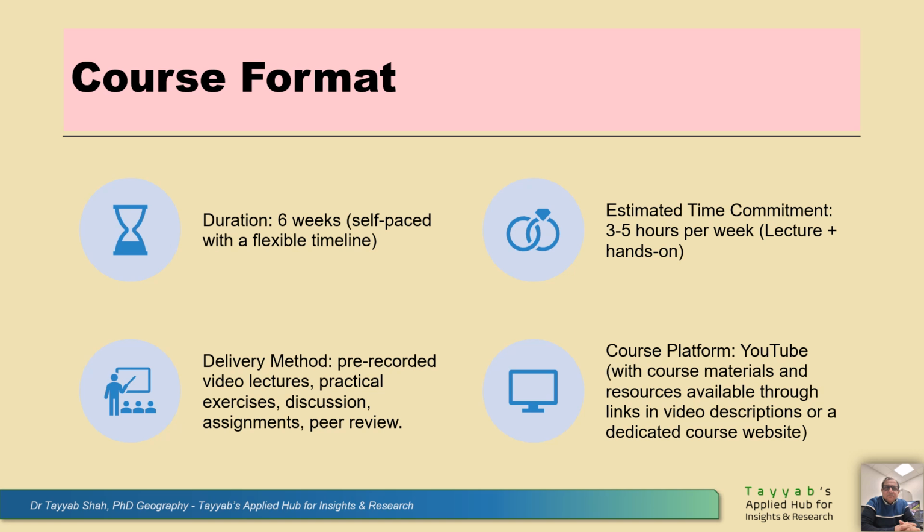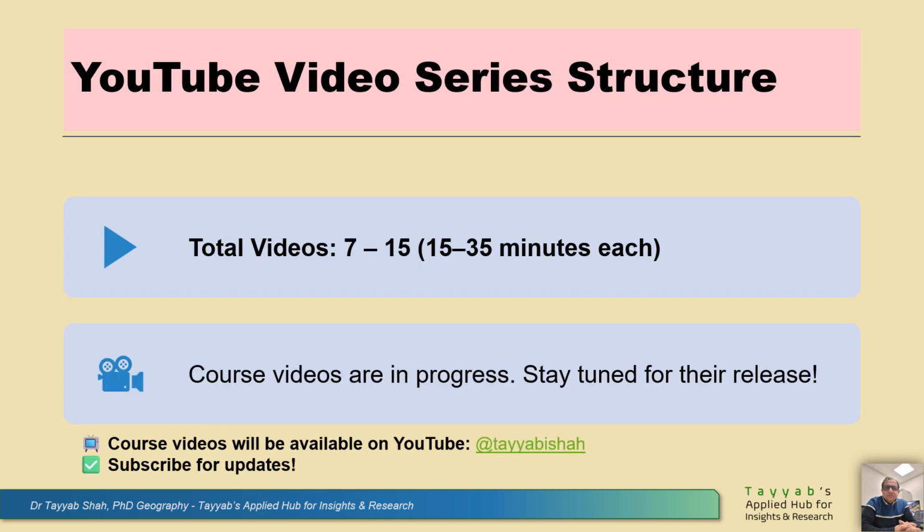This is also a YouTube-based course, and the resources will be available for you whenever you would like to continue with it. I'm planning about 7 to 15 videos, because as you know there are 6 modules. I have no idea how many videos there will be per module, and I want to keep the duration of each video between 15 to 35 minutes. So if something is longer, I will divide it into 2 or 3 parts.